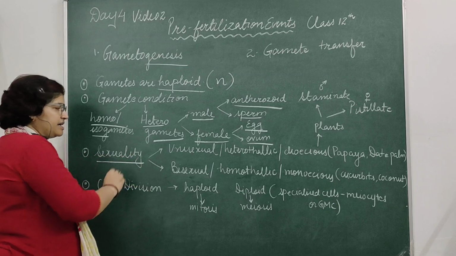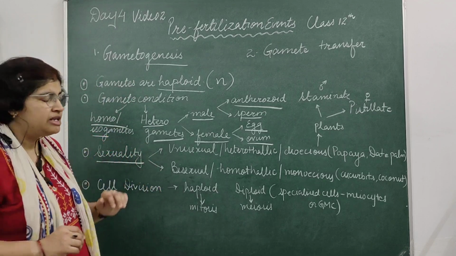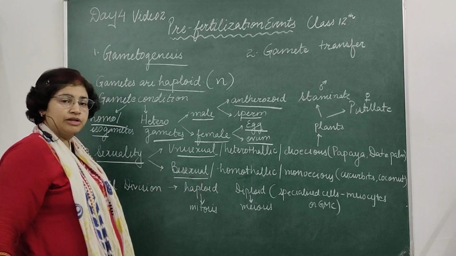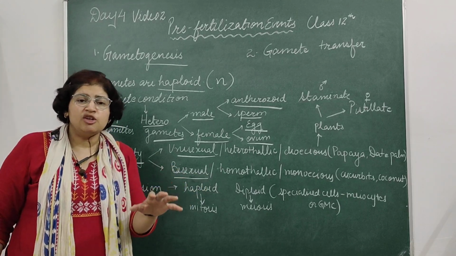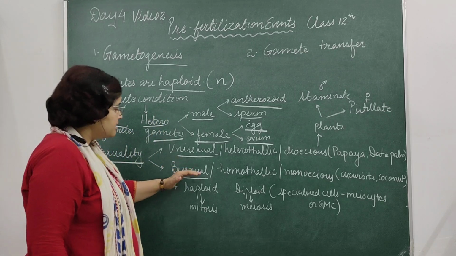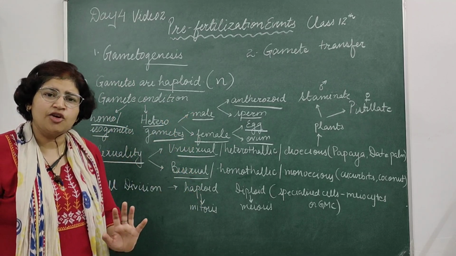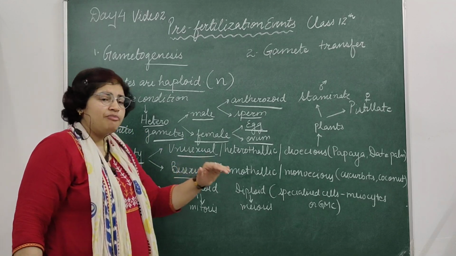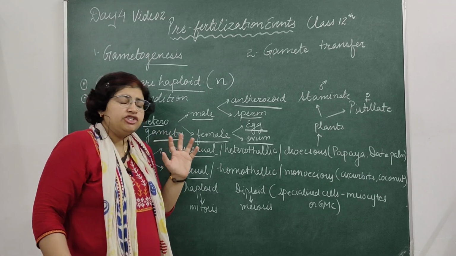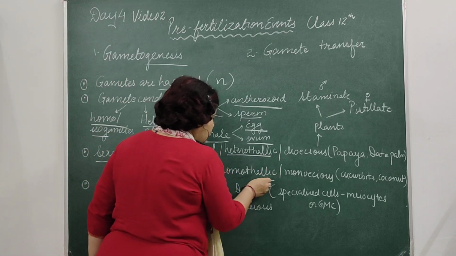Next is sexuality. On the basis of sexuality, we categorize organisms into two types. One is called unisexual and the other is called bisexual. Unisexual organisms are those in which a single body contains a single kind of sexual organ. In bisexual, a single organism body bears both kinds of sex organs. In plants as well as animals, we consider different terms. Unisexual and bisexual we generally use for animals, but in plants we consider heterothallic or homothallic.